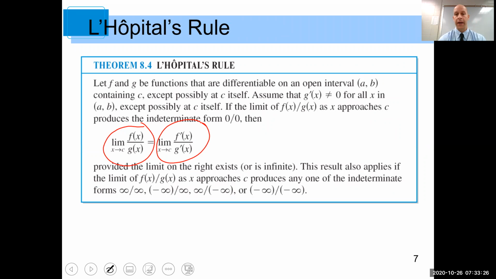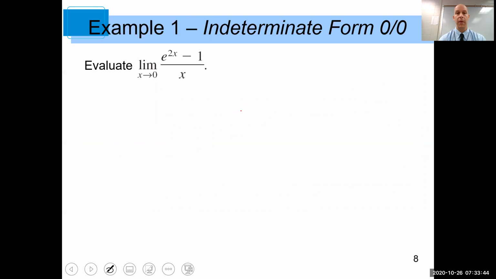This result also applies to infinity over infinity, negative infinity over positive infinity, positive infinity over negative infinity, and negative infinity over negative infinity. So it applies to 0 over 0 and infinity over infinity in general. So let's look at this example a little bit more worked out. I'm going to go a little bit slower this time.